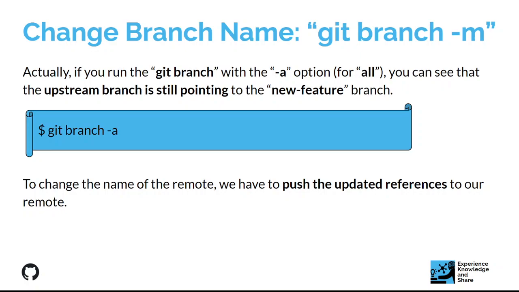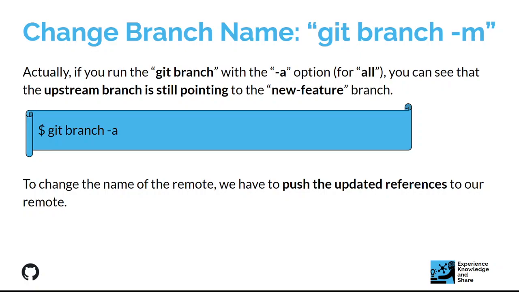Actually, if you run git branch with the -a option, where -a is for all, you can see that the upstream branch is still pointing to the new feature. As we know, we changed the name locally, but not at the server level. So in that case, the upstream branch will still point to that one.